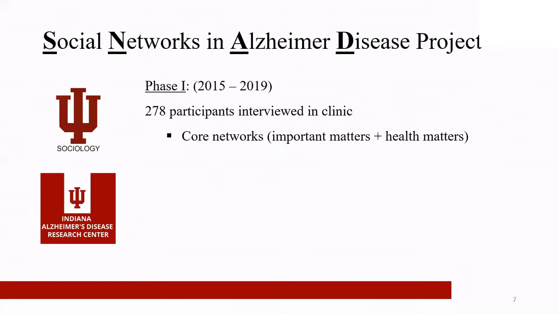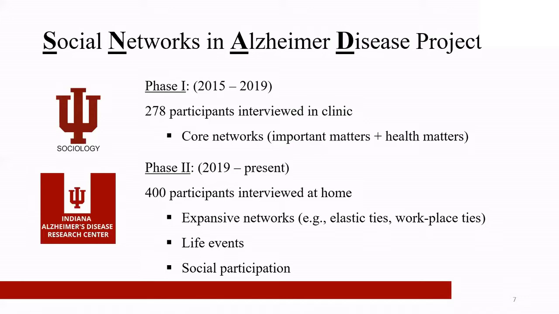The SNAD takes place in two phases. In phase 1, which went on from 2015 to 2019, we interviewed 278 of the IADC participants in the clinic during their annual visit. From this, we got information on their core networks using the Important Matters name generator and a Health Matters name generator.